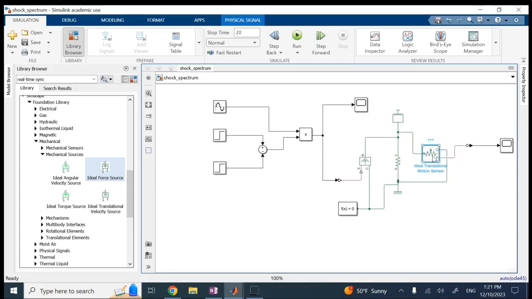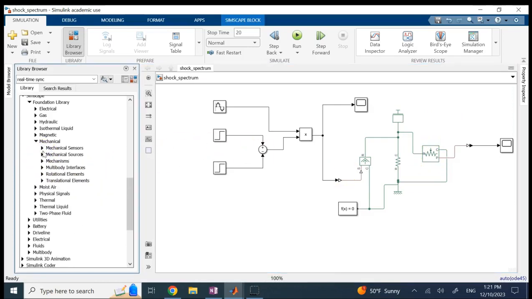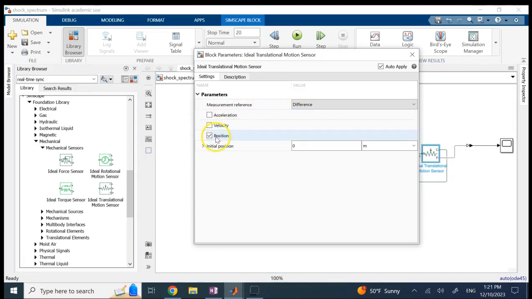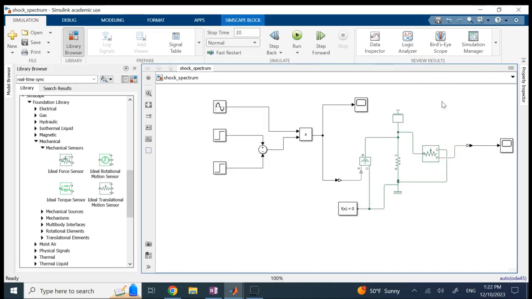And then I need to measure the position of this block and send it out. So I go under Sensors, Mechanical, and I bring this guy called Ideal Translational Motion Sensor. That is this one. You double click here and you can measure anything you want. You can even give it an initial position. So position, velocity, acceleration, whichever one you want to measure, you can check. And again, you can give your system an initial position. So here I'm good with 0, and I attach one side of it to the block, and the other side to the ground. So it's the motion of the block with respect to the ground. And the output of that, P, is going to go to my scope block.